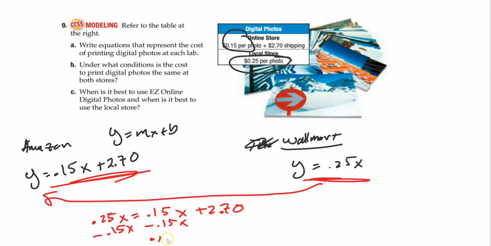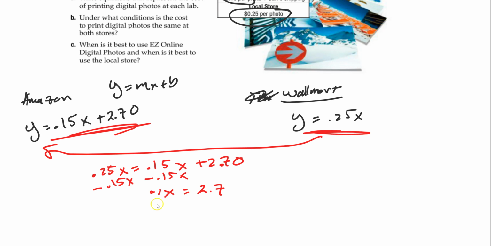I get 0.1x equals 2.7, divided by 0.1. And just move the decimal over and you get 27 over 1, so you just get 27. So when you buy about 27 photos, it doesn't matter where you get it from.